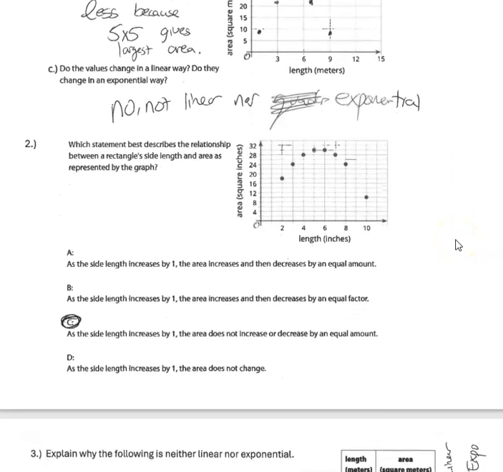The next one here says, which of the statements best describes the relationship between a rectangle side length and the area as represented in the graph? And the answer is C. As the side length increases by 1, the area does not increase or decrease by an equal amount. And that's because we're talking about trying to figure out if it is modeled by a linear. So it's going to be C is your answer.